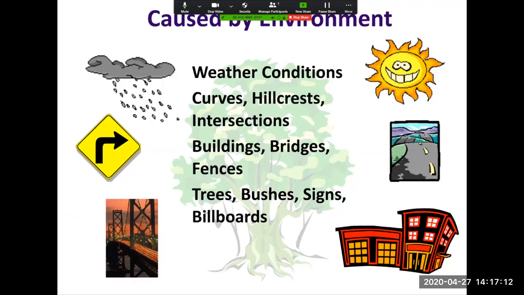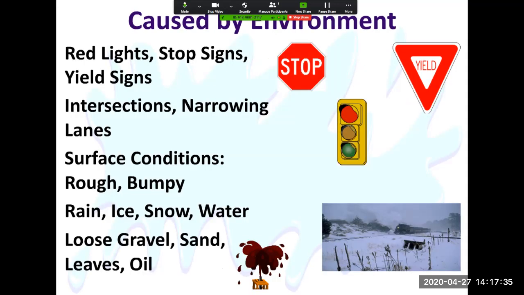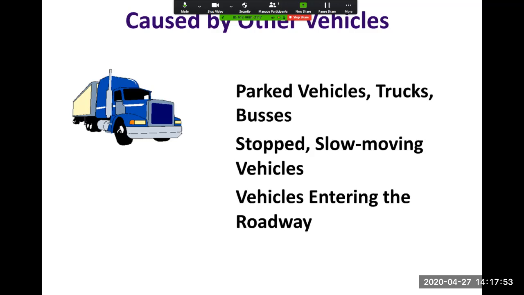Okay, so hazards could be weather, curves, intersections, bridges, fences, bushes, right? This is kind of why we might need a staggered stop, is bushes are in the way, trees are in the way, or why we might not be going the speed limit is because the weather or the curve in the road is sharper than what the speed limit is, right? Things caused by the environment. Maybe you have some stop signs, stop lights, the road gets narrow, and that's why we're slowing, or it's less than ideal situations. Ice, wind, snow, all those things can make it more difficult to drive, right? Parked cars, vehicles bigger than us make it hard to see.